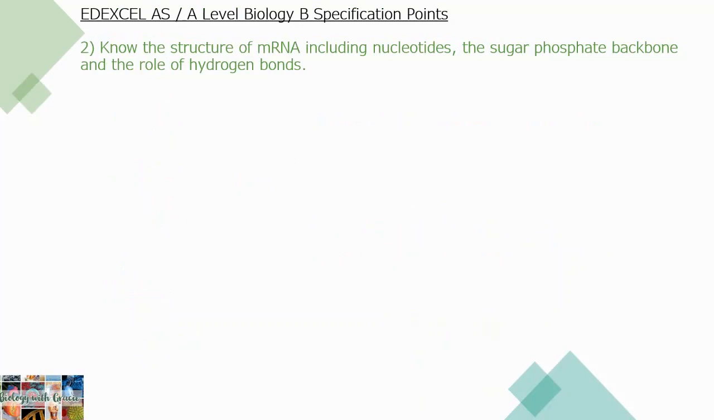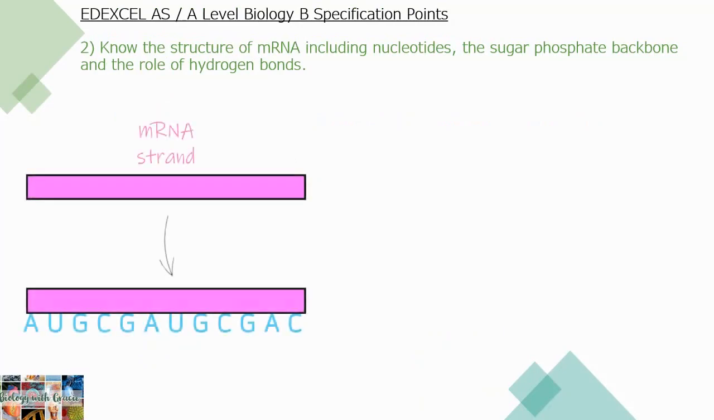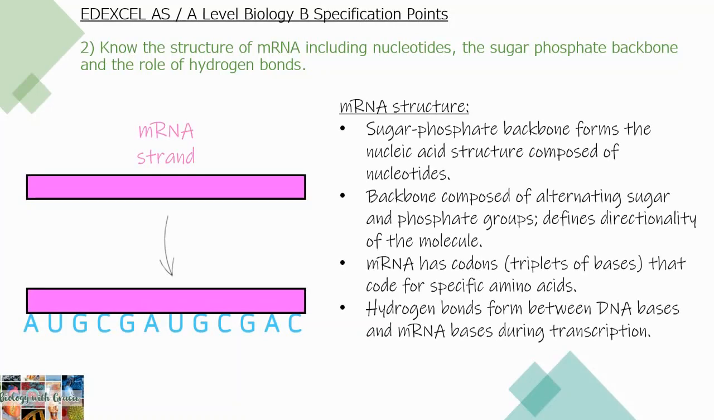So for our second specification point for biology B, we've got our mRNA strand here, and we need to know the structure of it. So mRNA has a sugar phosphate backbone which forms the nucleic acid structure composed of nucleotides. It has a backbone composed of alternating sugar and phosphate groups, and this defines the directionality of the molecule. So remember that nucleotides are made up of pentose sugar, a phosphate group, and a nitrogenous base, and this is what forms our nucleic acid.